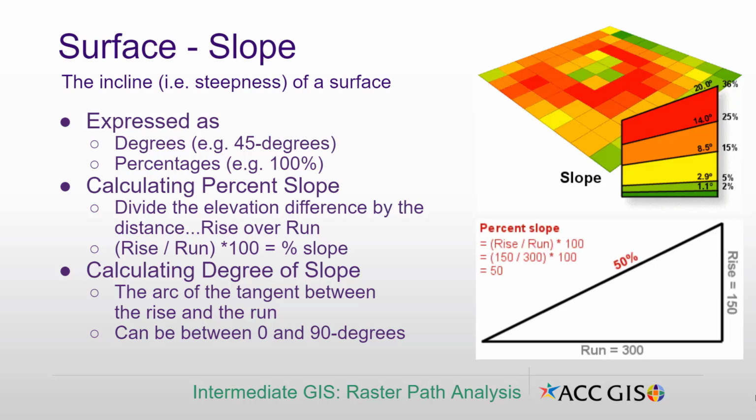Now, calculating the degree of slope is a little more difficult. You need to take the arc tangent of the rise over the run, and this can be between 0 and 90 degrees. So 0 would be completely flat, and 90 degrees would be a vertical cliff.